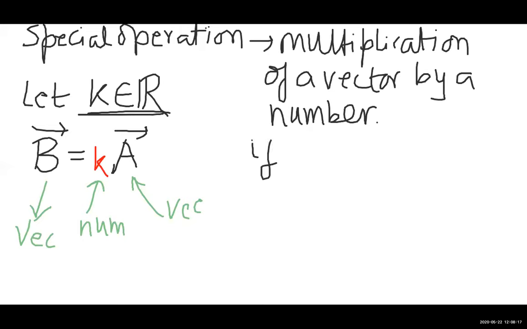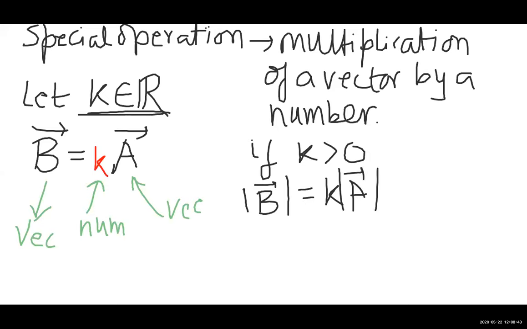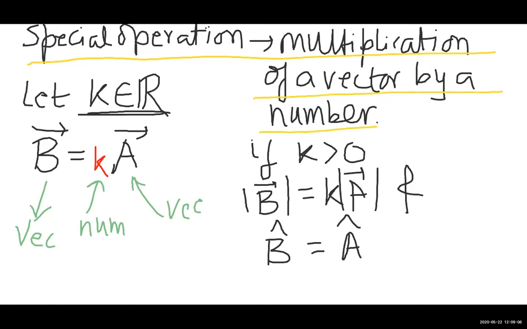So if k is greater than 0, okay, please notice that I am writing this in absolute mathematical notation. If k is greater than 0, which is another way of saying that k is positive, then magnitude of B is equal to k times magnitude of A, and the direction of B is the same as the direction of A. Please look at this for a moment. Try to understand. This is what you have to train your mind to read, just like you are reading the English here, you have to be able to read this series of mathematical statements and understand their meaning.